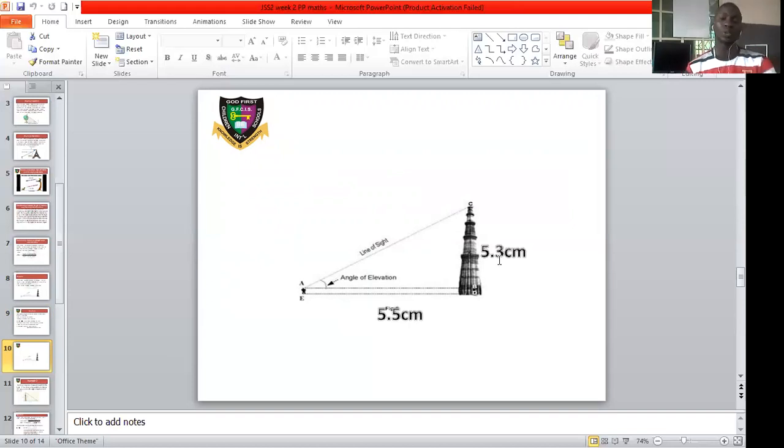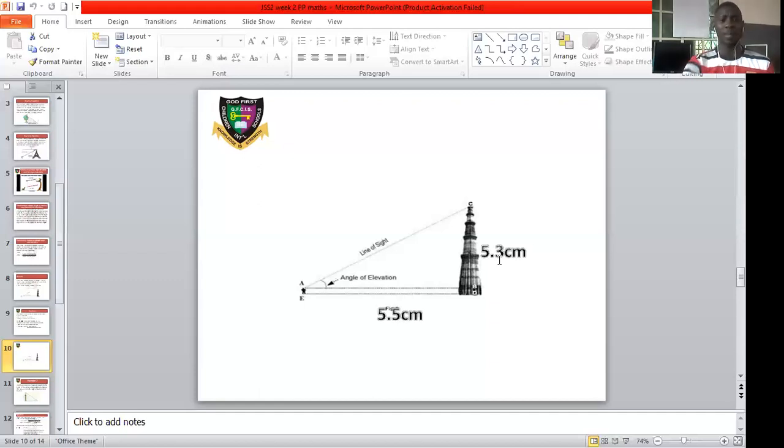This is how to use a scale drawing to calculate distance and height. In this question, we use it to calculate the height. It is the same procedure if you want to calculate distance, provided you are given a side, probably the distance or the height, and an angle. If you are asked to calculate the angle, you'll be given the distance and the height. So by that, you can use your protractor to calculate the angle. I believe you understand that.